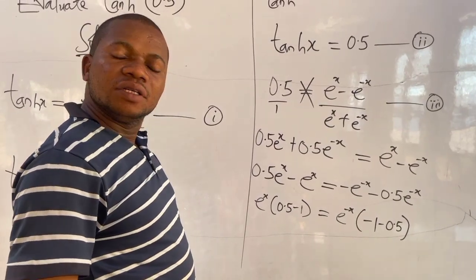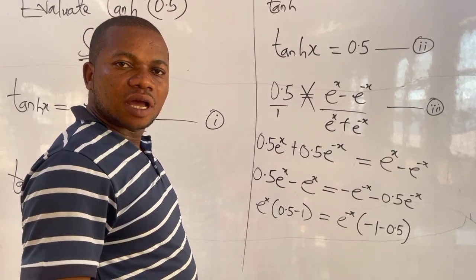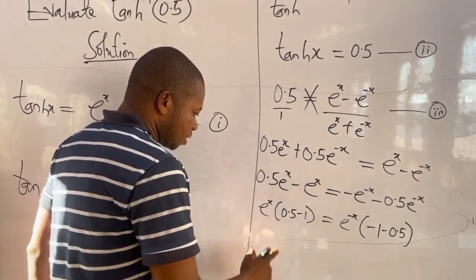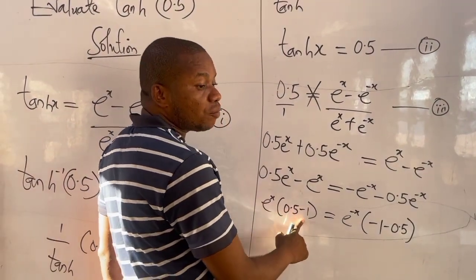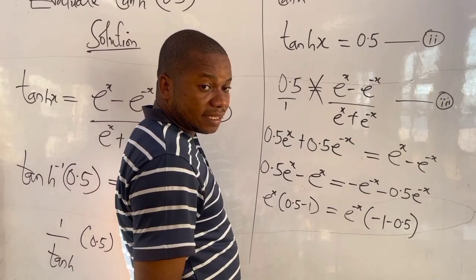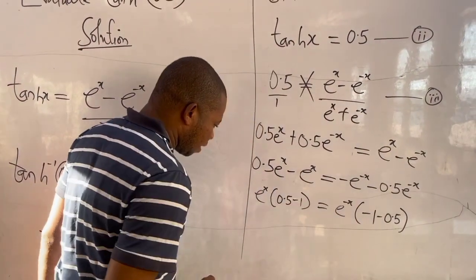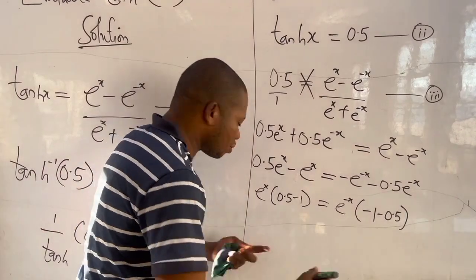You have negative half, because half plus half gives you 1. So it is not possible to remove half from 1 because 1 is greater than half. So that will give us a negative. Which is what? Negative half, meaning negative 0.5.